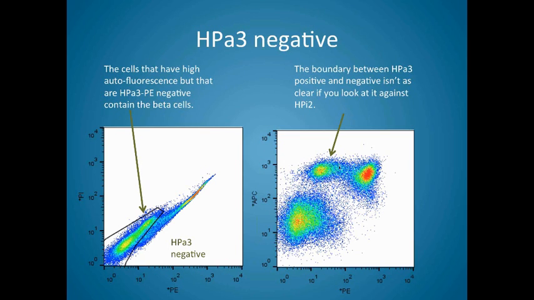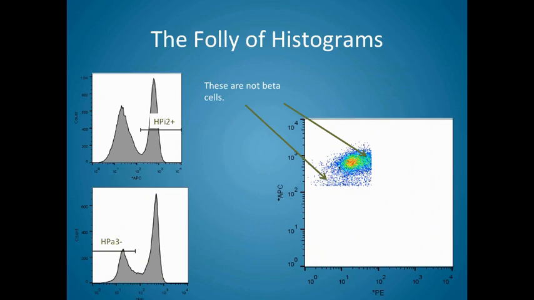So it's important to gate on the HPa3 negative first. And before I forget, please don't make the mistake of gating on histograms, because if you do that, it's very likely that you're going to be including a lot of events that are not beta cells in your sort.